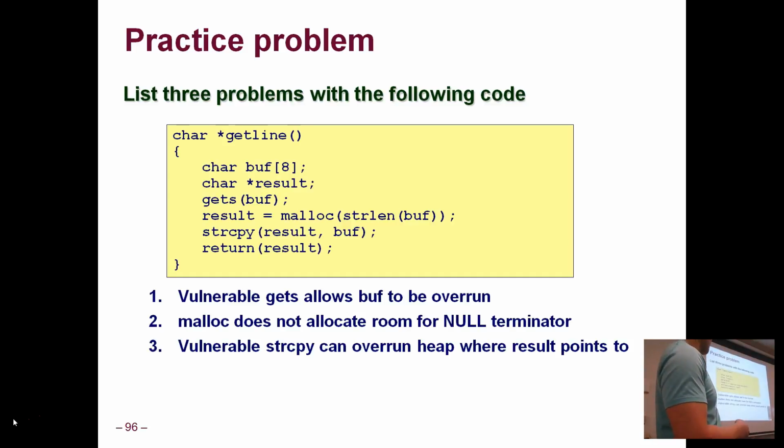And then the vulnerable strcpy that can overrun. Basically, this will overrun the heap because you malloc this on the heap, and then this buffer, if it gets copied in, will blow up that and corrupt the heap.